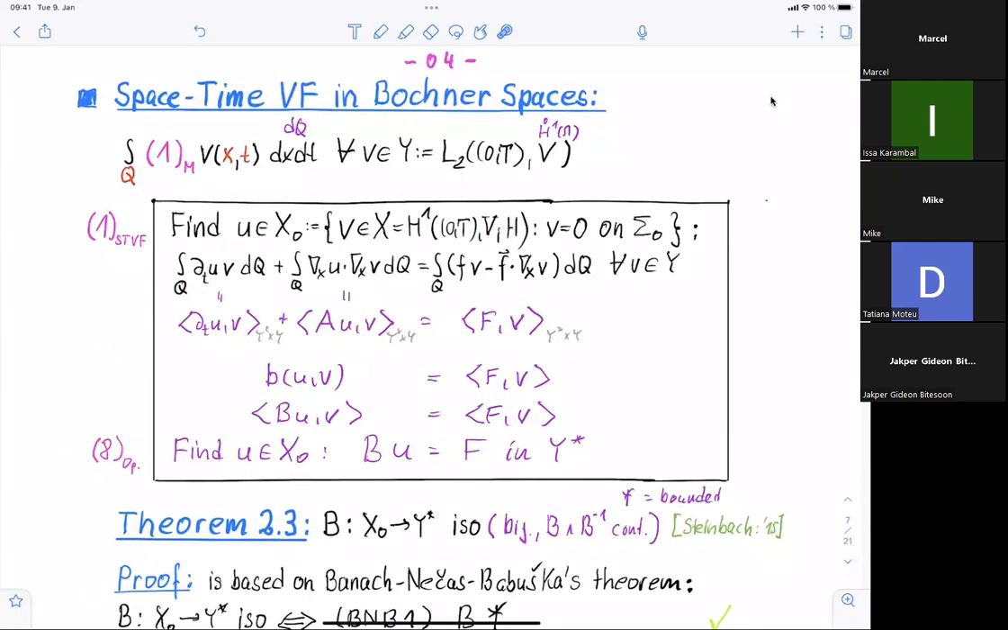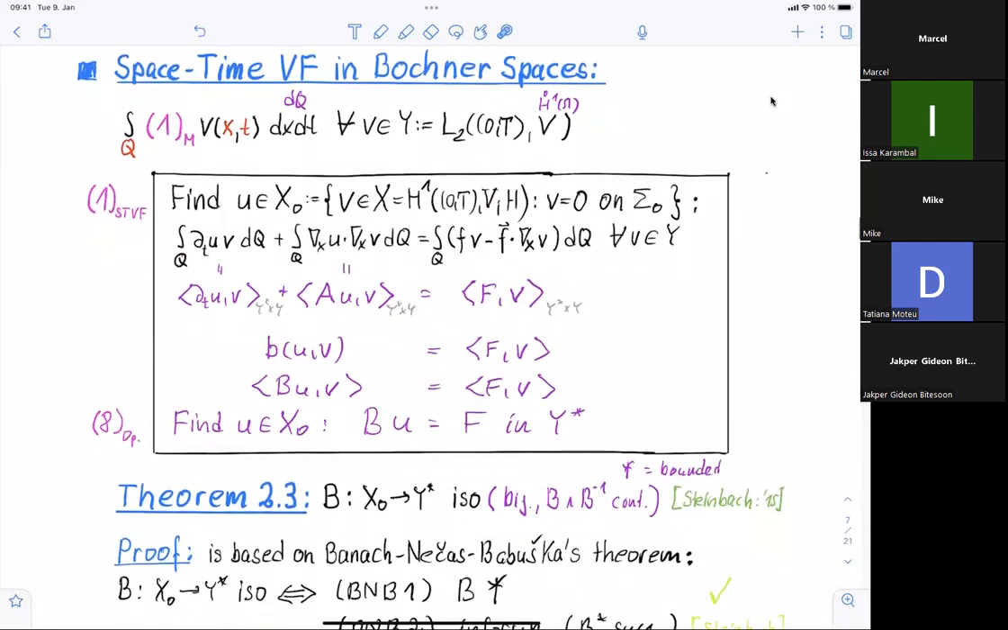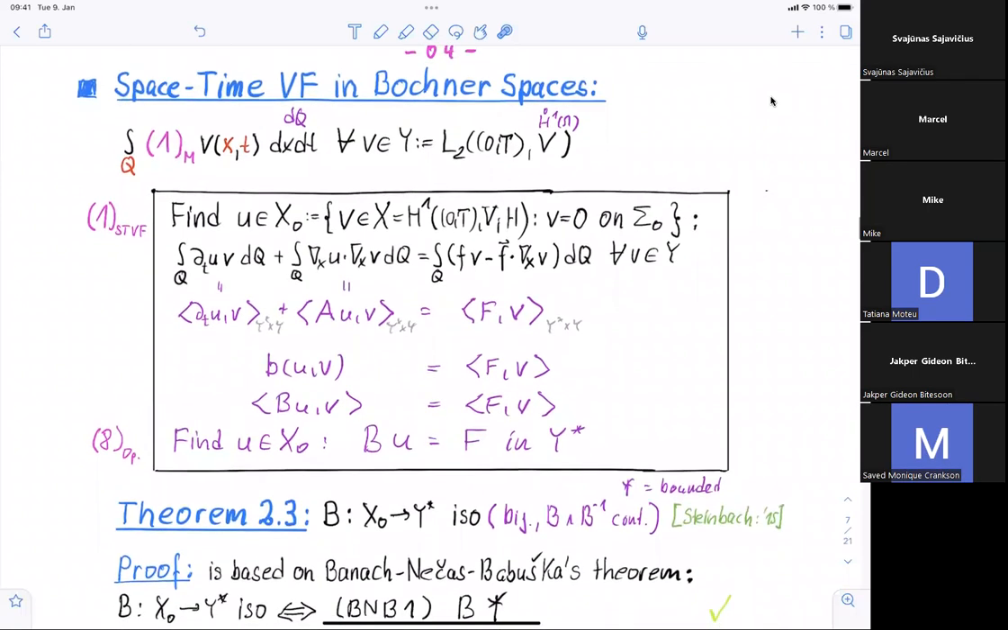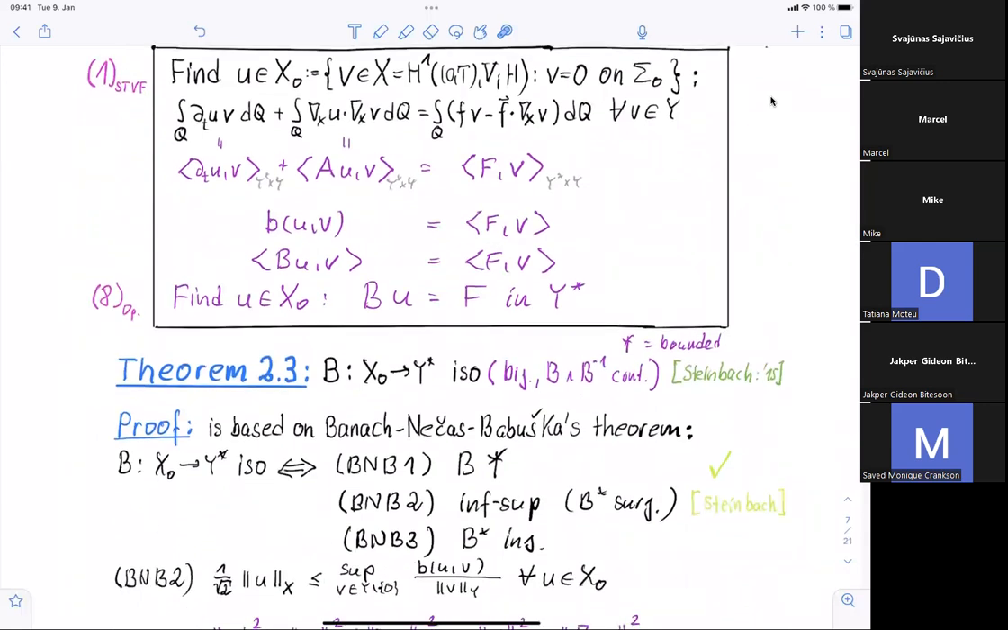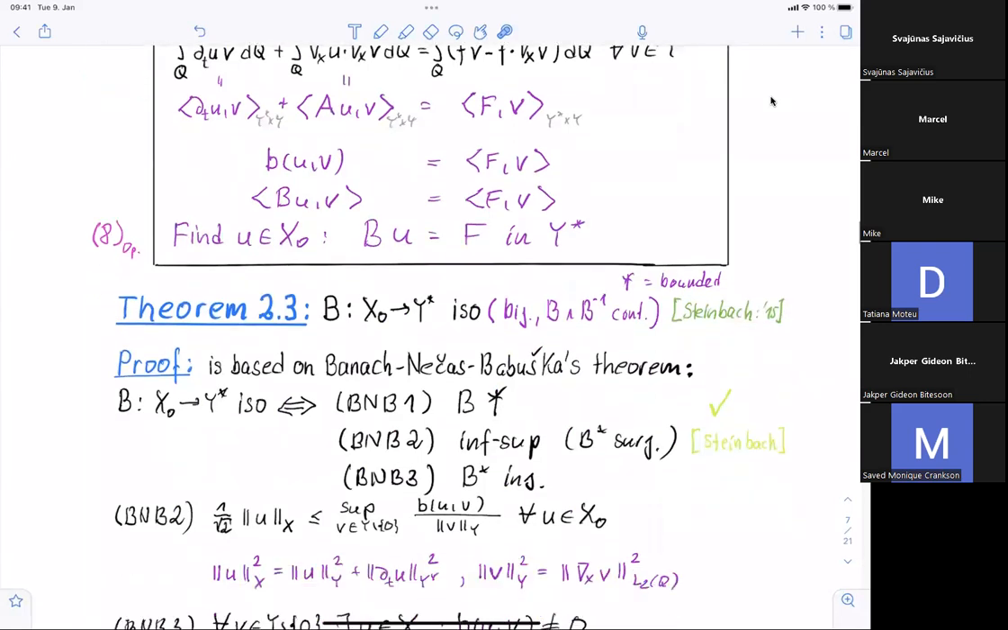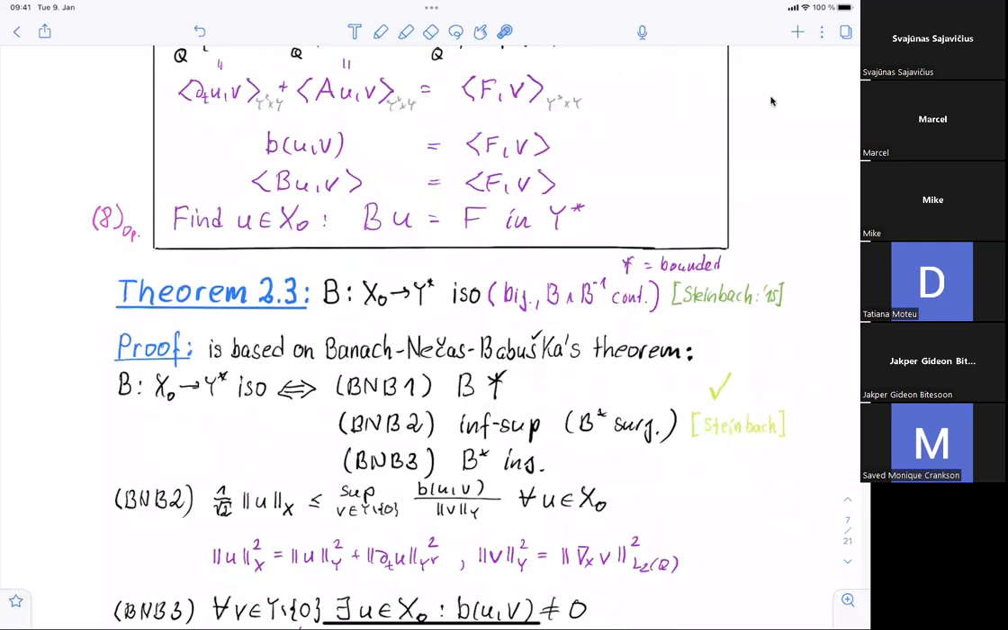This is the famous Babuška-Nečas or Banach-Nečas-Babuška theorem. And the theorem says B, as an operator from x0 to y star, is an isomorphism. That means it's bijective. B is bounded or continuous, and the inverse is also bounded and continuous. So this was proven by Olaf Steinbach. And what the famous Banach-Nečas theorem says: B is an isomorphism if and only if the following three conditions are fulfilled.